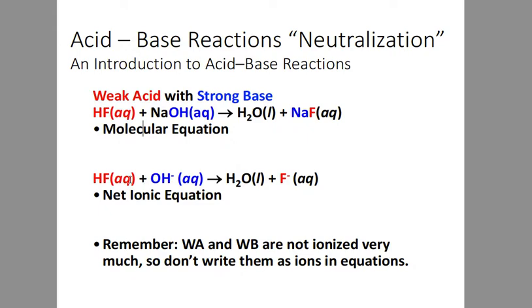And again, we have our weak acid, so we have to keep the whole thing together in our net ionic equation, plus just the portion of the hydroxide that is the ion, yields water and F minus. Remember, WA and WB stand for weak acid and weak base. They're not ionized very much, so we don't write them as ions in the equation. That's why this HF stays as HF.